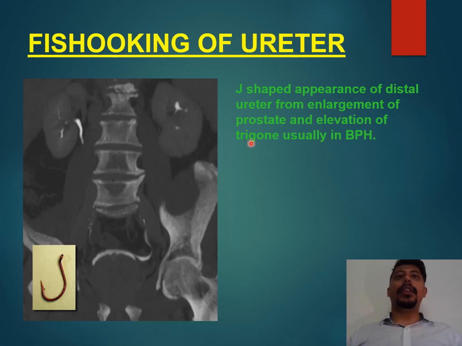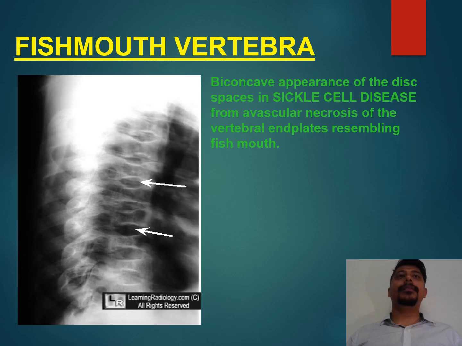Fish hooking of ureter. That is, this is the J-shaped distal ureter that can be appreciated here, from enlargement of the prostate. So this is the enlarged prostate, that is benign hyperplasia of prostate, which causes the indentation on the posterior wall of bladder and gives the appearance of the J shape. That is called fish hooking of the ureter.